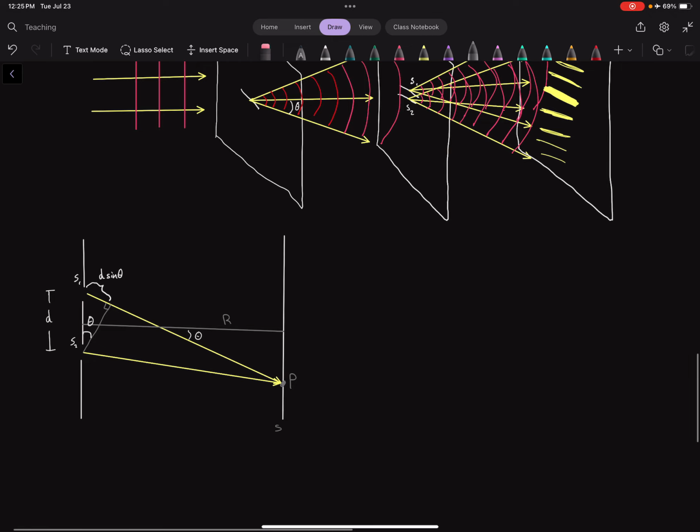And this is the screen. All right, and then finally, we're going to identify here to here as being the distance y. Okay, so if this distance r is super large compared to the distance between the slits, right? So this distance d between the slits, I don't know, a centimeter or something.